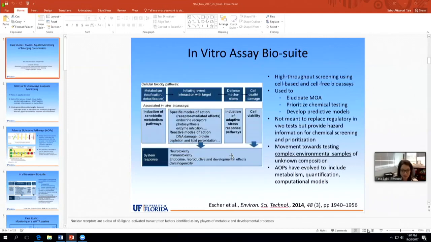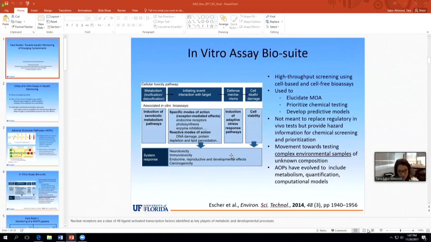The in vitro assays I'm going to refer to are high throughput screening cell-based and cell-free assays that tend to be built around a lot of these molecular initiating events, such as receptor-ligand interactions, and they are used to elucidate MOAs, prioritize chemical testing, and aid in development of predictive modeling. In the monitoring and risk assessment fields, they are not necessarily meant to replace in vivo testing, but rather to provide information on chemical screening and prioritization, perhaps having a place in tiered regulatory frameworks to reduce more extensive testing practices.